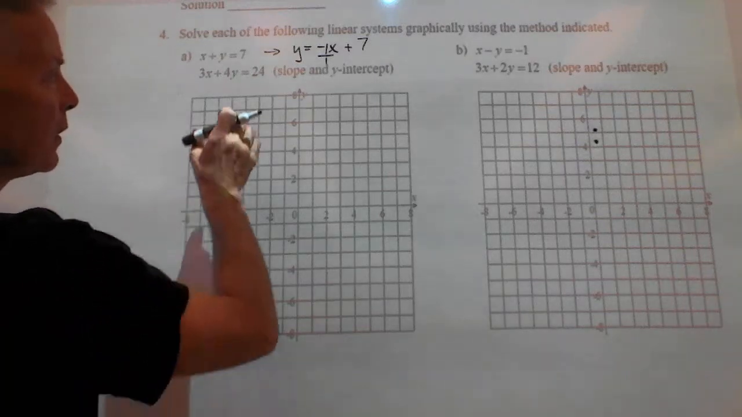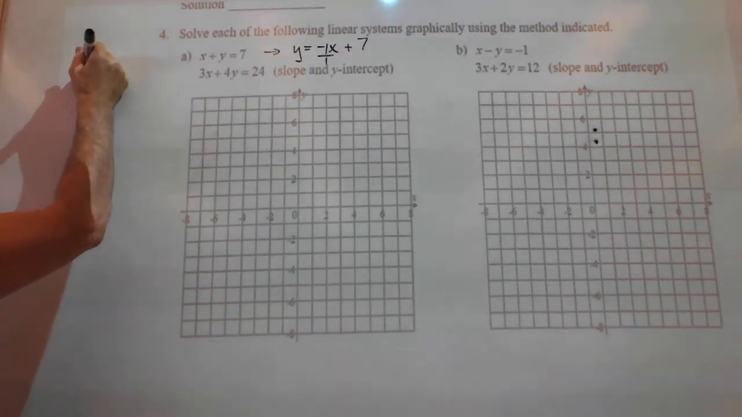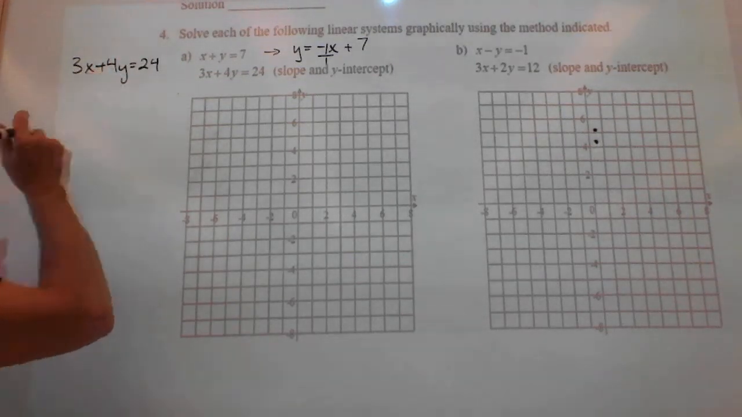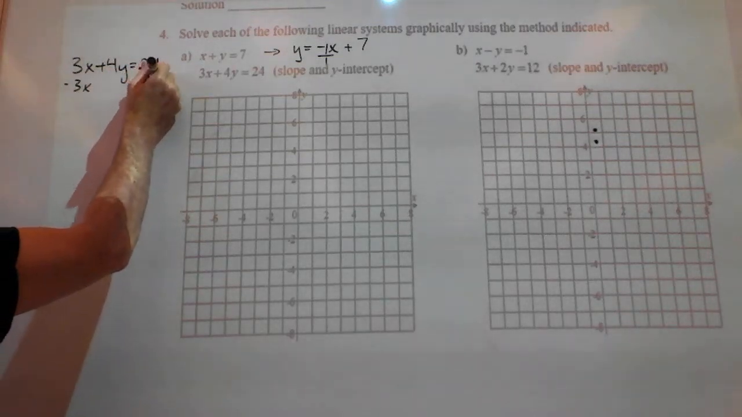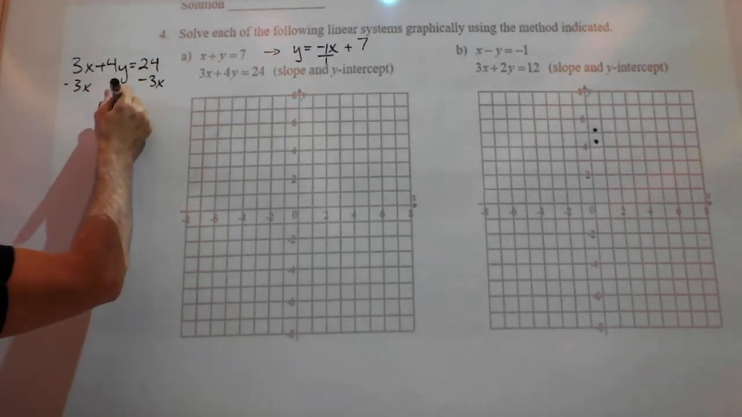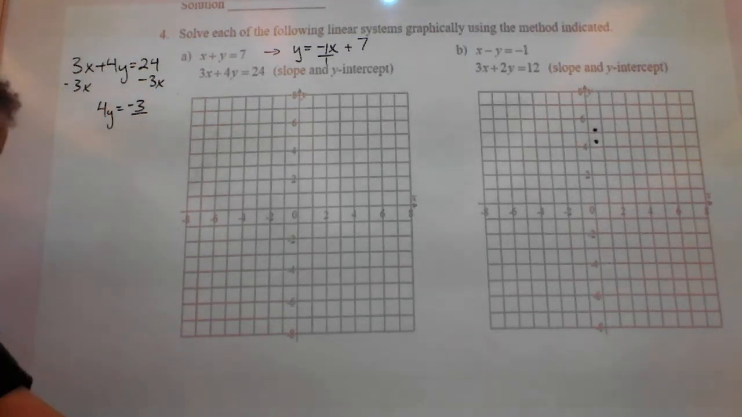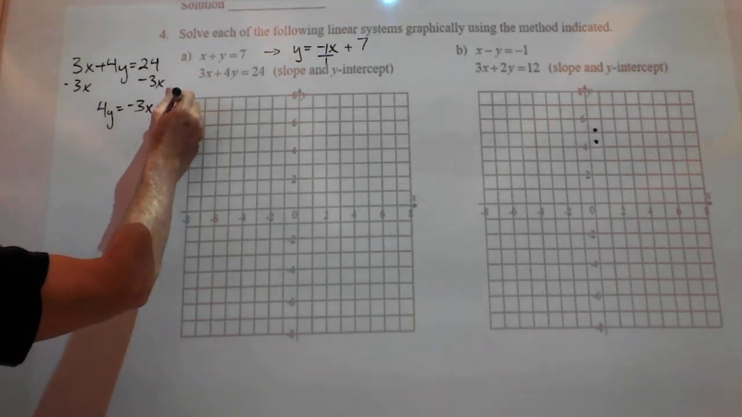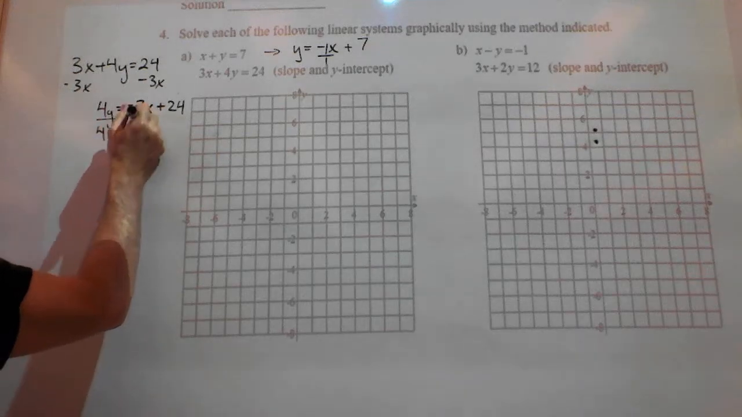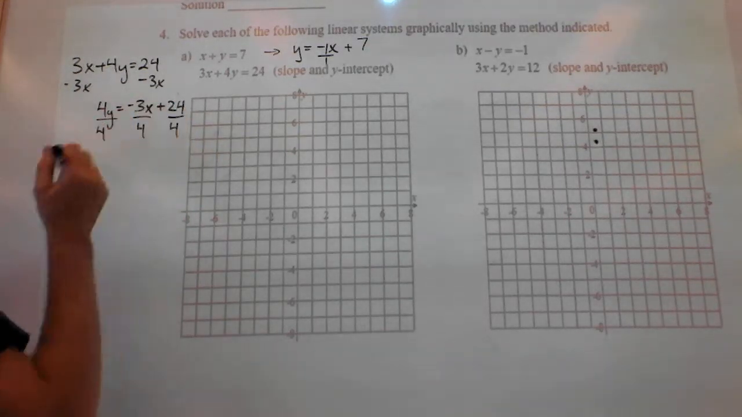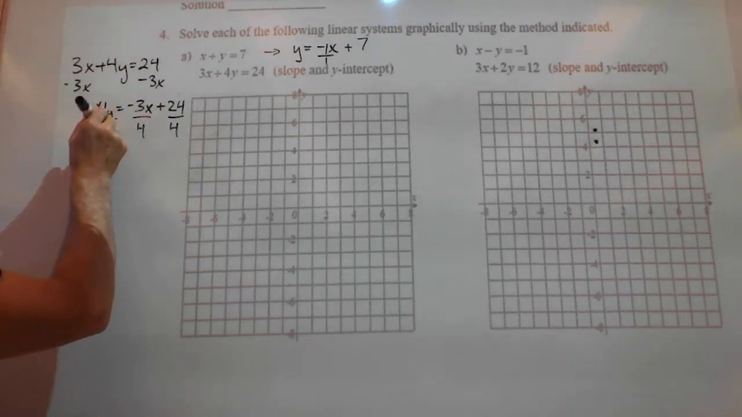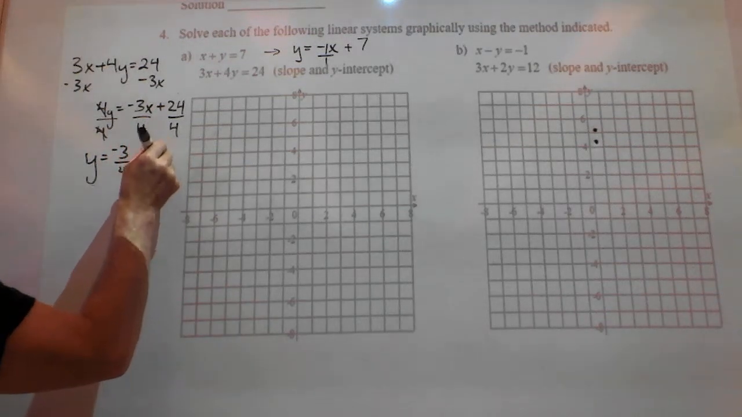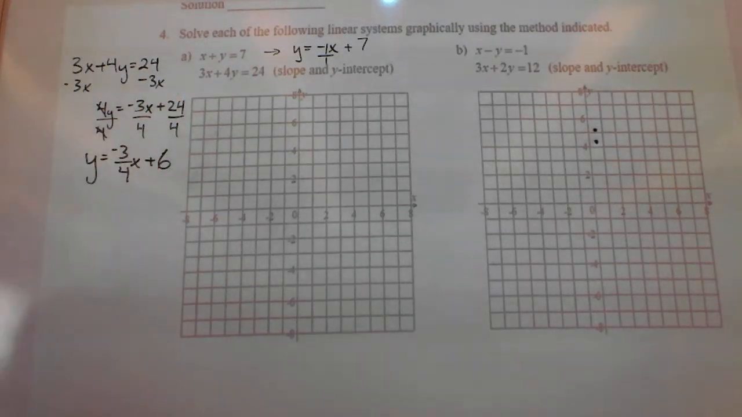This one's not quite so easy to isolate, so we'll do it over here. 3x plus 4y equals 24. Remember, we want to get y all alone, so we're going to take 3x away from both sides, leaving us with 4y equals -3x plus 24. Last step, divide everything through by 4. Remember, when you're multiplying and dividing, it's by every term. That leaves us with y equals -3/4 x plus 6, right? 24 divided by 4. Okay?